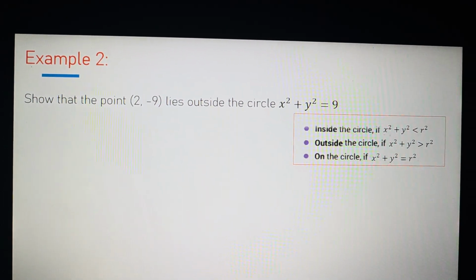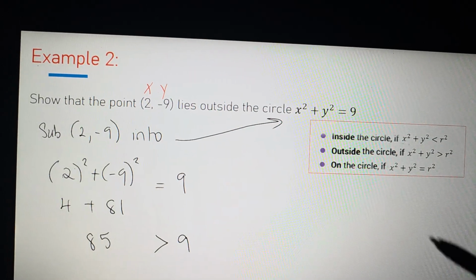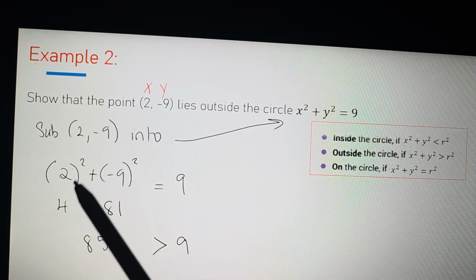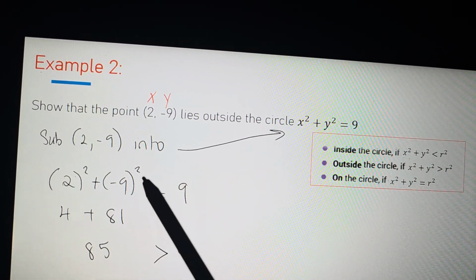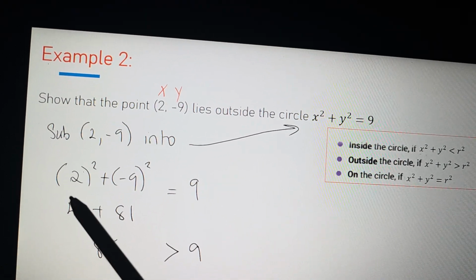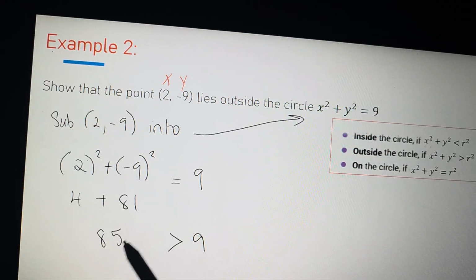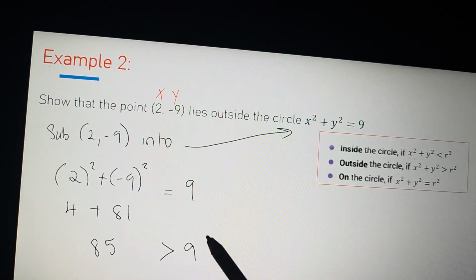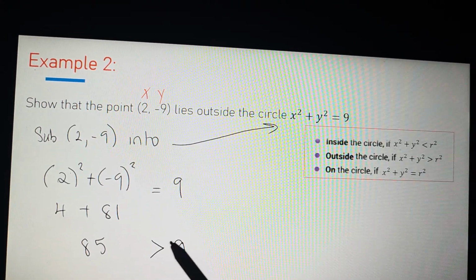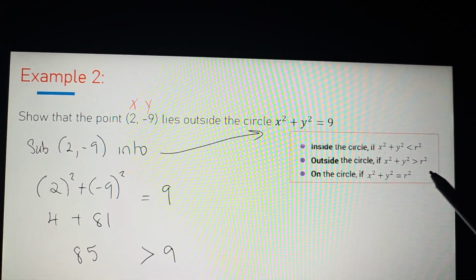Okay, so all I'm going to do is label my point x and y, and then sub that into the circle equation. So it'll be 2 squared plus (-9) squared equal to 9. 2 squared is 4, minus 9 squared is 81. 4 and 81 is 85. Well, 85 is much greater than the right-hand side. If I am greater than the right-hand side, that means I am outside the circle.